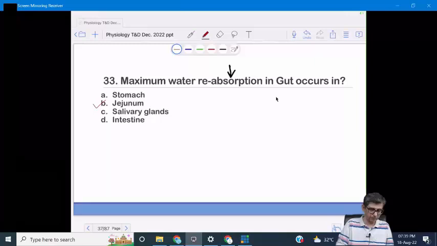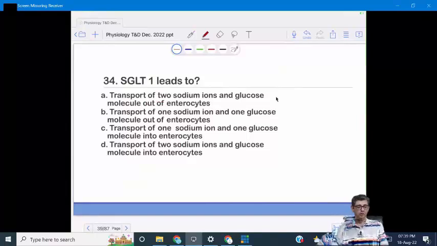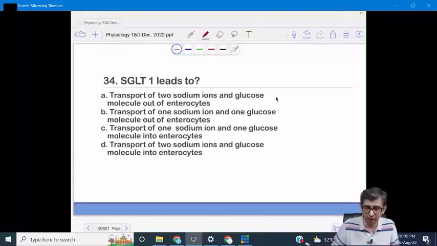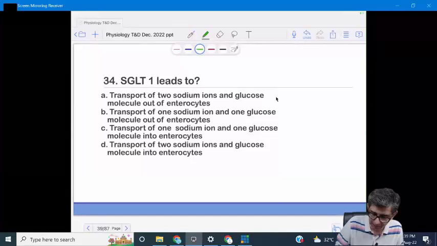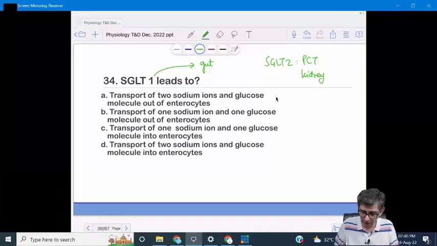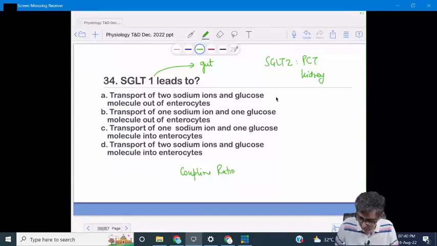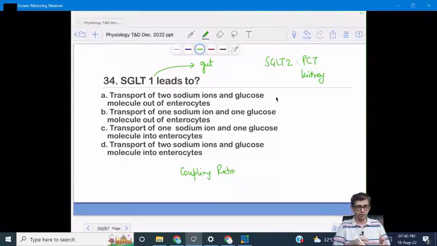Okay. 33 we have sorted. 34. SGLT1 is present in the small intestine. SGLT2 is present in the proximal convoluted tubule of the kidney. The question is with respect to the coupling ratio of both of them. What I mean by coupling ratio is how much sodium and how much glucose they transport.